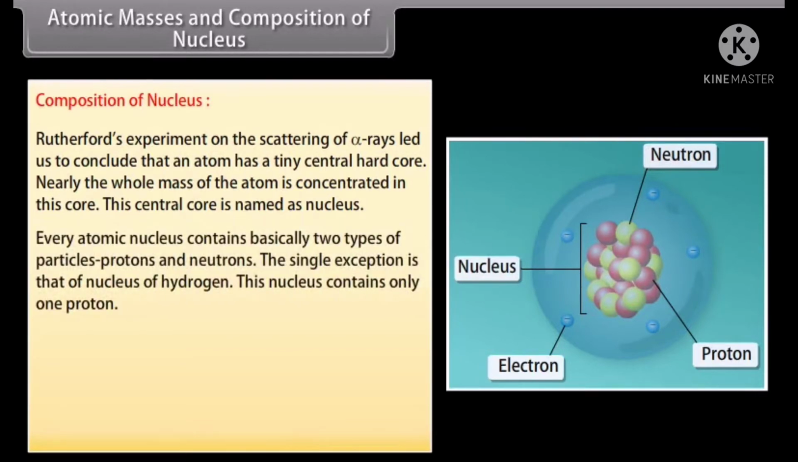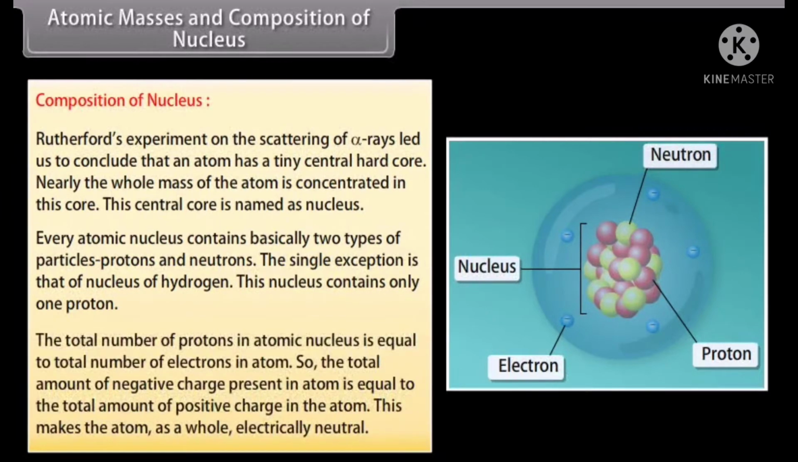Every atomic nucleus contains basically two types of particles, protons and neutrons. The single exception is the nucleus of hydrogen. This nucleus contains only one proton. The total number of protons in atomic nucleus is equal to the total number of electrons in the atom. So, the total amount of negative charge present in the atom is equal to the total amount of positive charge in the atom. This makes the atom, as a whole, electrically neutral.